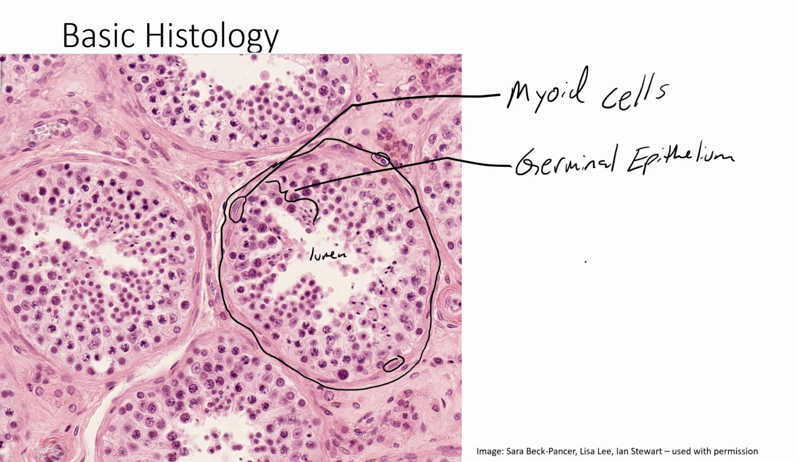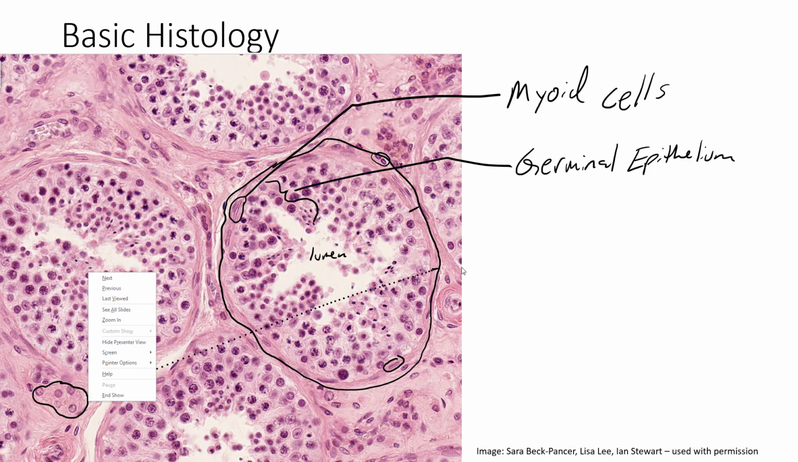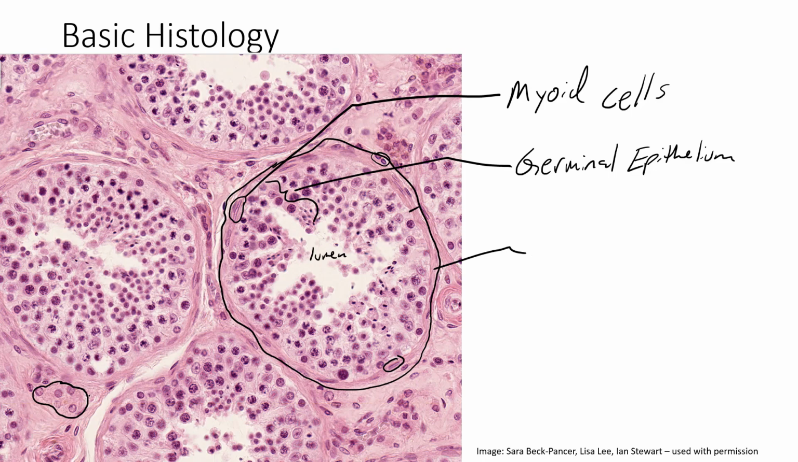If you look in the bottom left-hand corner of your screen, you'll see a little pack of cells, these nice broad, round, spherical nuclei cells. These are called interstitial cells.